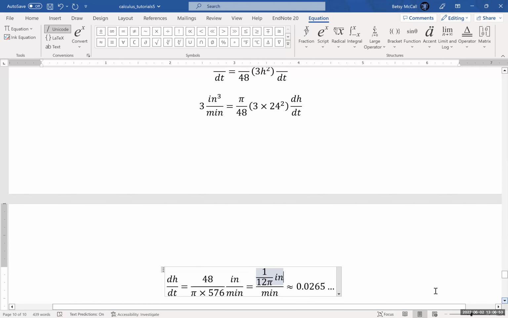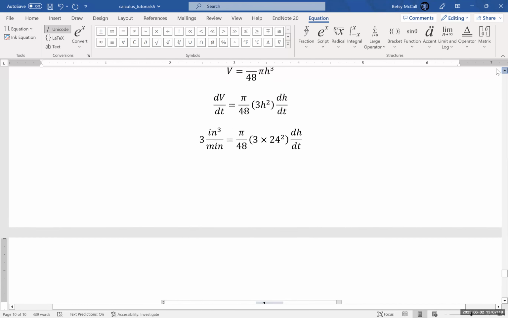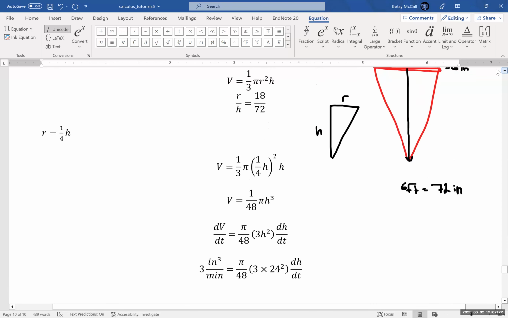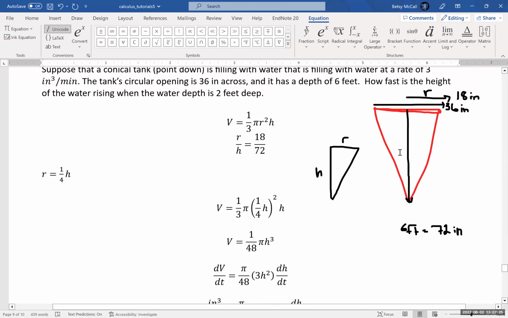So at this point, when the water is 2 feet deep, the 3 cubic inches per minute is increasing the height very slowly. When it was further down and shallower and more narrow, you would expect that the height would be increasing more rapidly. But because the cone is getting wider as you get closer to the top, we can go back and look at our picture. The cone is getting wider as we get closer to the top.